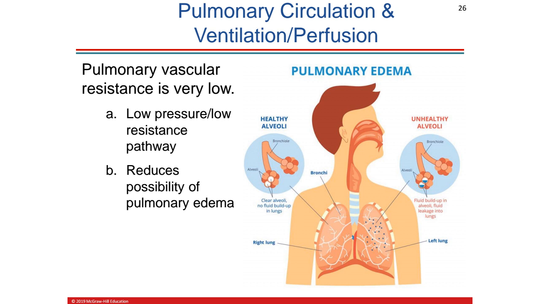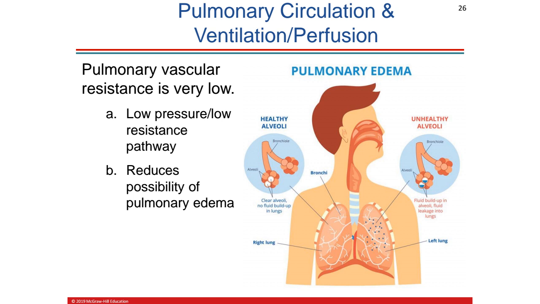And the pressure that causes the movement of fluid out of the capillaries into the interstitial space is the blood pressure, also called the hydrostatic pressure. Now, since the pulmonary circuit has a lower blood pressure, it therefore has a lower hydrostatic pressure. This reduces that filtration pressure, which pushes fluid out of these pulmonary capillaries and into the interstitial space. And therefore, this reduces the possibility of pulmonary edema.